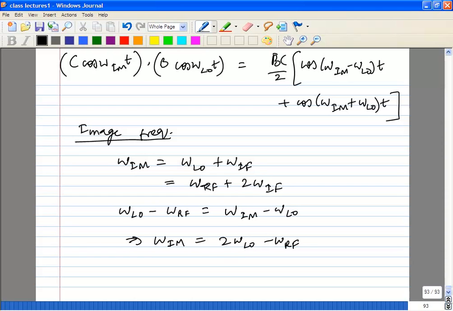So there are a number of ways of representing this. And the other thing to remember, of course, is omega IF is omega IM minus omega RF, which is equal to omega IF. So just remember these frequencies.